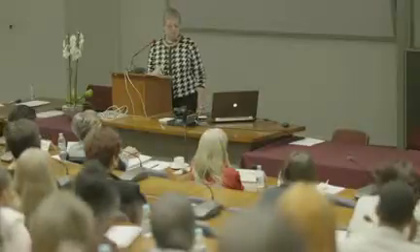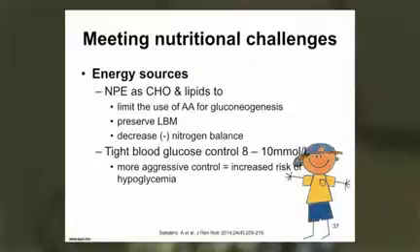The energy sources should be carbohydrates and lipids, not only one, because we want to limit the use of amino acids for gluconeogenesis, preserve the lean body mass, and decrease negative nitrogen balance. Because remember, we want them to grow. Just a word about blood glucose control in children. We aim for about 8 to 10 millimoles per liter. Any more aggressive control poses a huge risk for hypoglycemia because we don't monitor continuously, and the impact of hypoglycemia on children can be fatal.